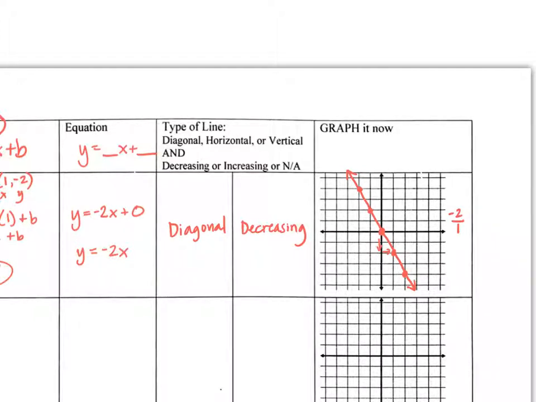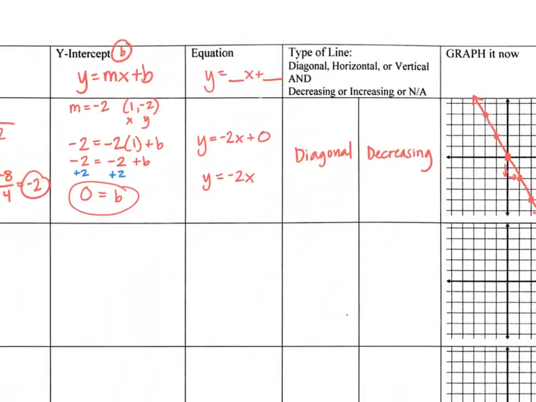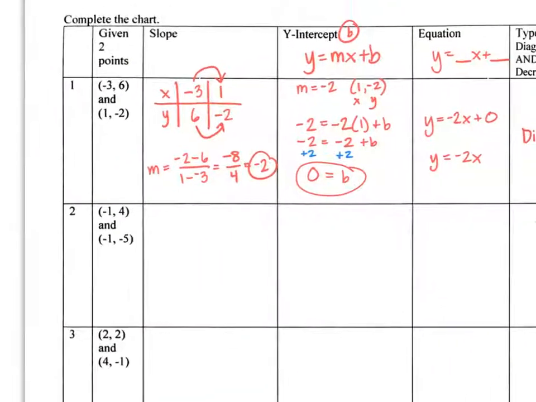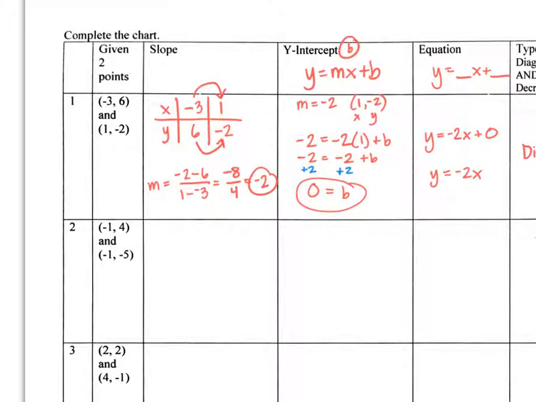Okay, I'm going to get you started on the next one just because it is a special type of line. So here we go. My XY table starts off with negative 1 comma 4 is my first point. So x is negative 1, y is 4. My second point is negative 1 comma negative 5.